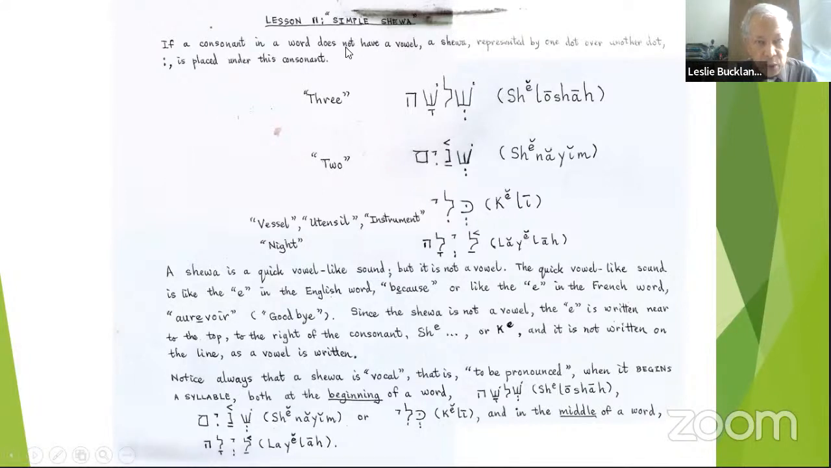If a consonant in a word does not have a vowel, a schwa represented by one dot over another dot, and it looks like our English colon, is placed under this consonant. I will read that again. If a consonant in a word does not have a vowel, a schwa represented by one dot over another dot, is placed under this consonant.